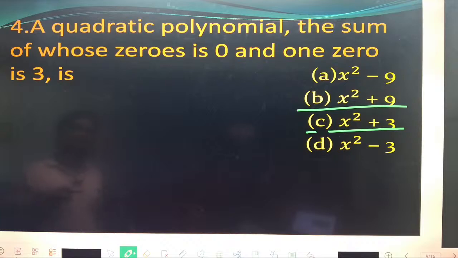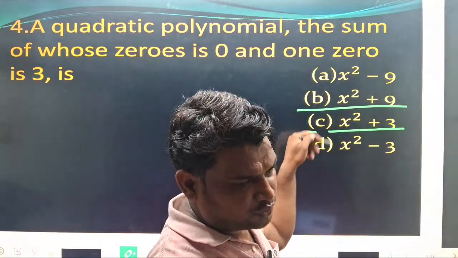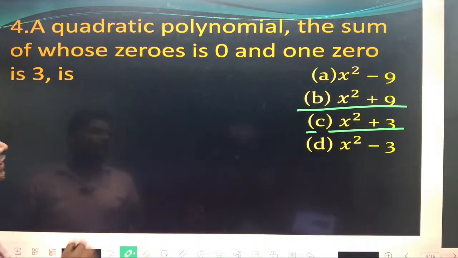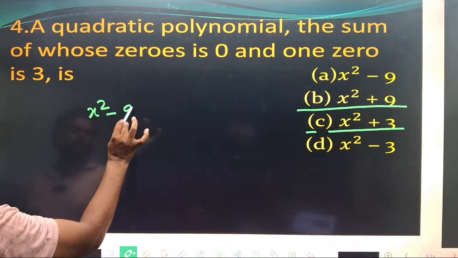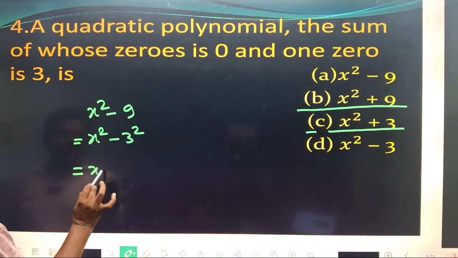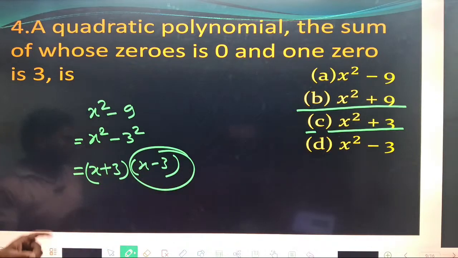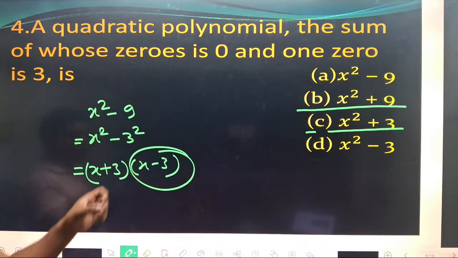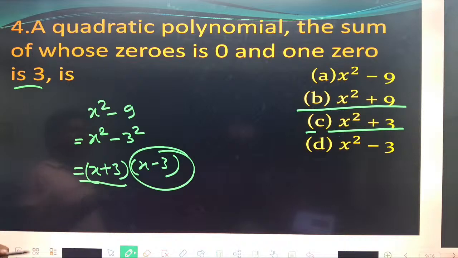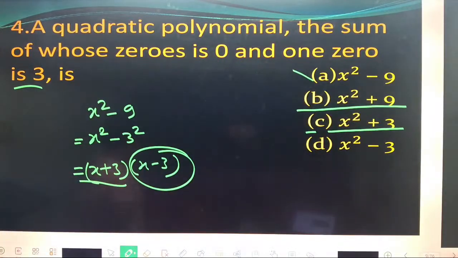You see the linear term is negative in these two options. Now you solve it using factorization. In the first option, x square minus 9, that is x square minus 3 square, equal to x plus 3 and x minus 3. Using this factor you find the zero is 3, and using the other factor the zero is negative 3. What is the correct option? The correct option is A.